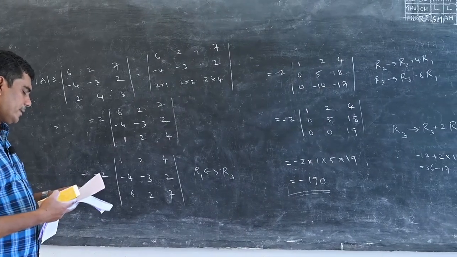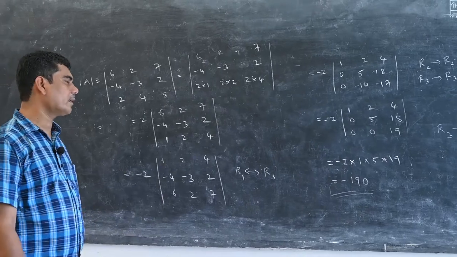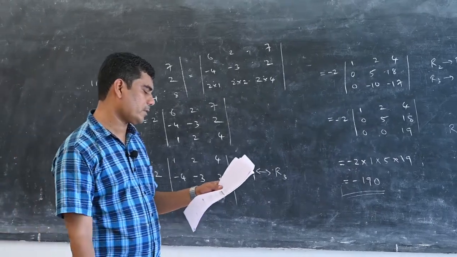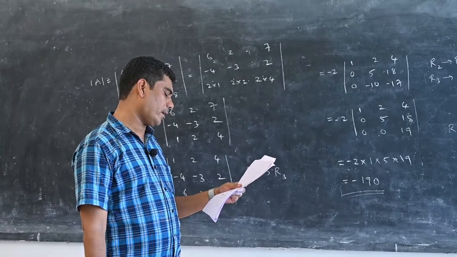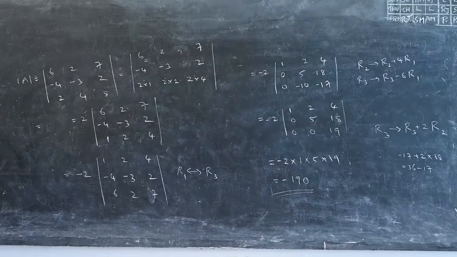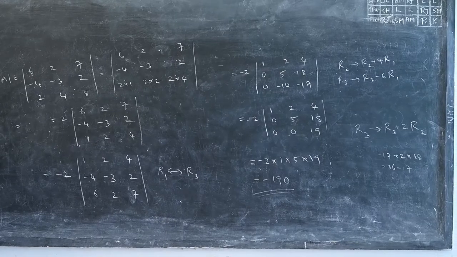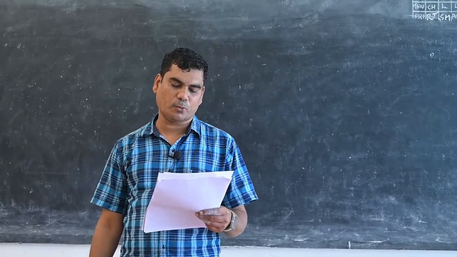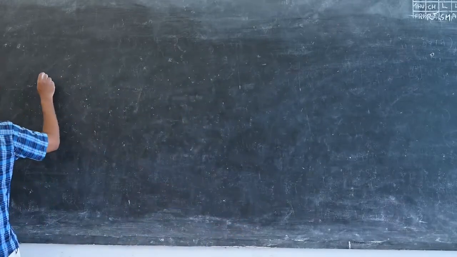The value of this determinant is minus 190. We found this determinant by reducing the given matrix to the triangular form. Next, property of determinants. It is the property of cofactors.